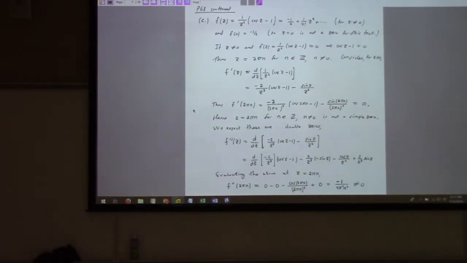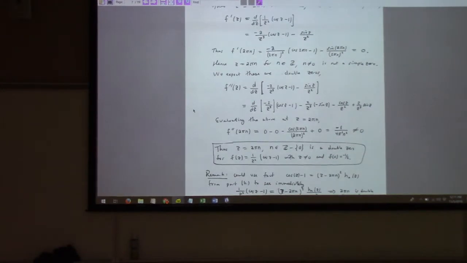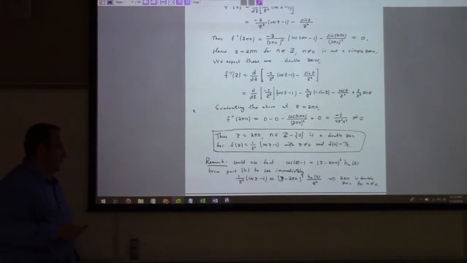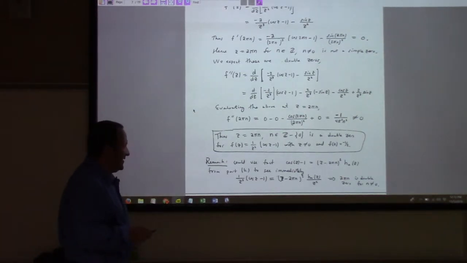So, of course, I would point out that you could have seen that immediately from the previous part of the problem, because the previous part of the problem already had given us that cosine of z minus 1 is equal to z minus 2 pi n squared times hn of z, where hn is the cofactor corresponding to the 0, 2 pi n. So we already knew that there's an expansion like this at any 2 pi n because we proved it was a double zero in the previous part.